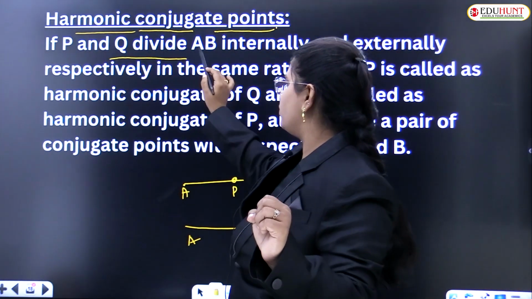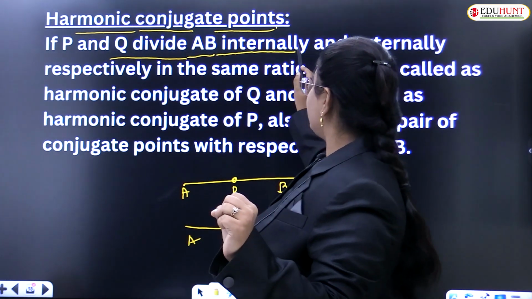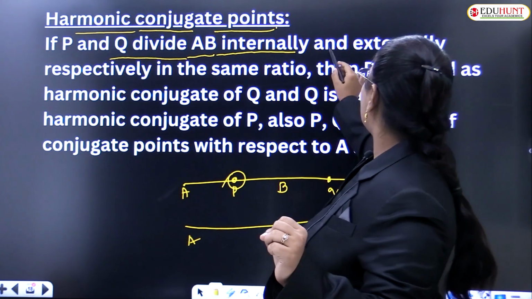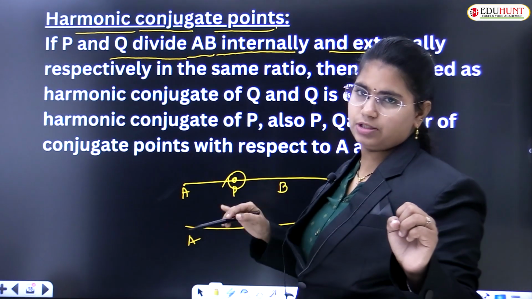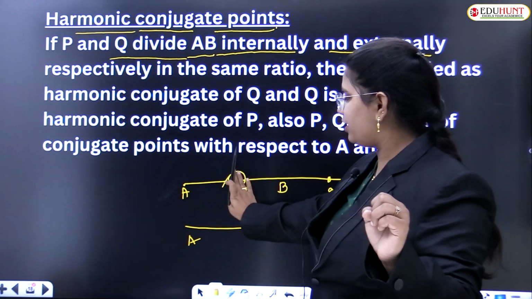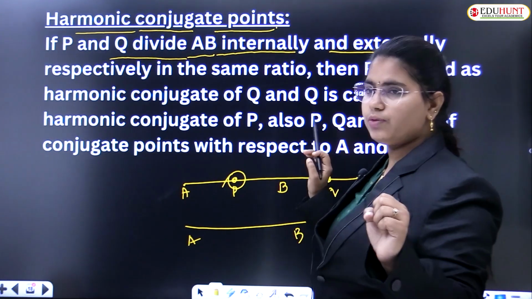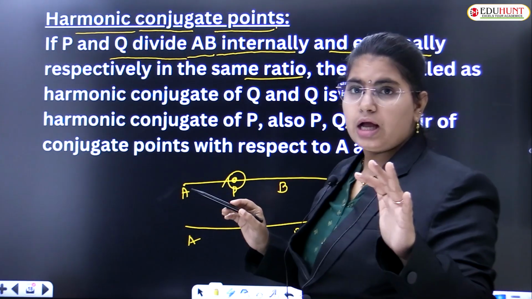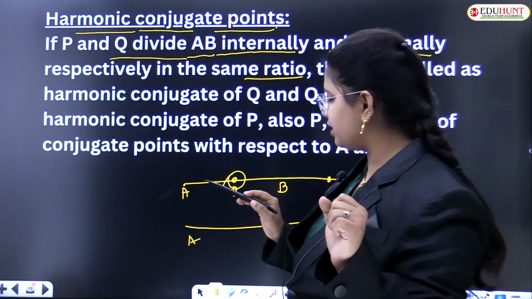If P and Q divide AB internally and externally respectively, P is dividing internally and Q is dividing externally. Of course, it is being divided in the same ratio.